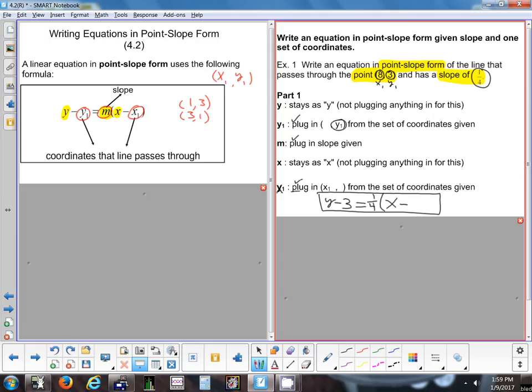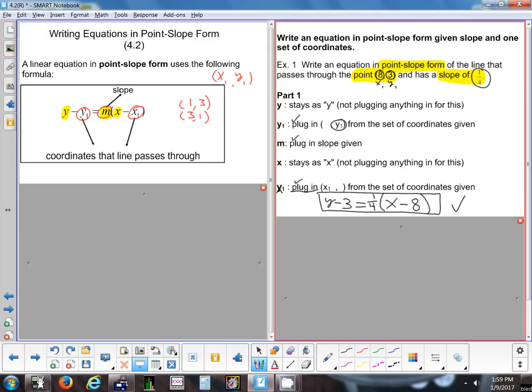The directions say you have to plug in something for X1. So in this case, X1 is 8. We're not done yet. One more thing. Parenthesis. And that is our answer. Okay, that's the equation of the line in point slope form.